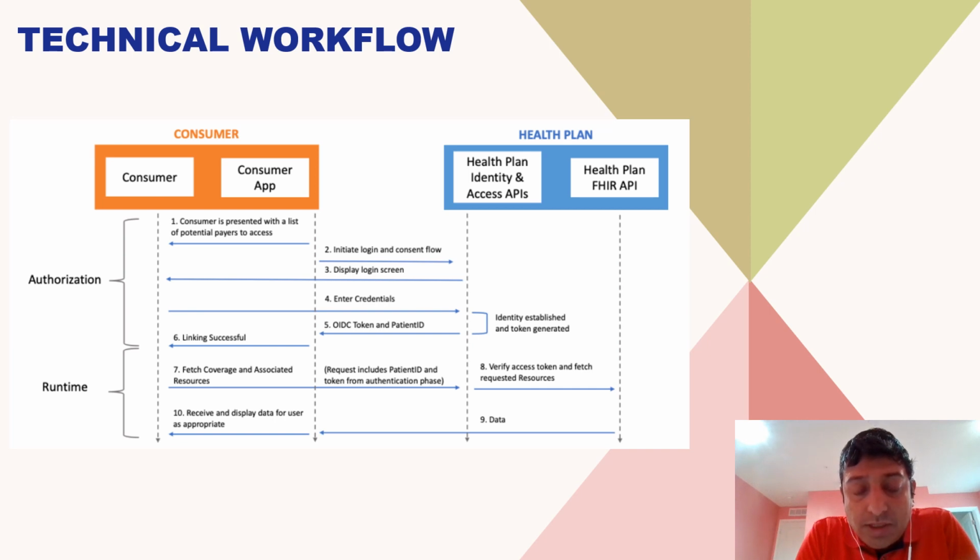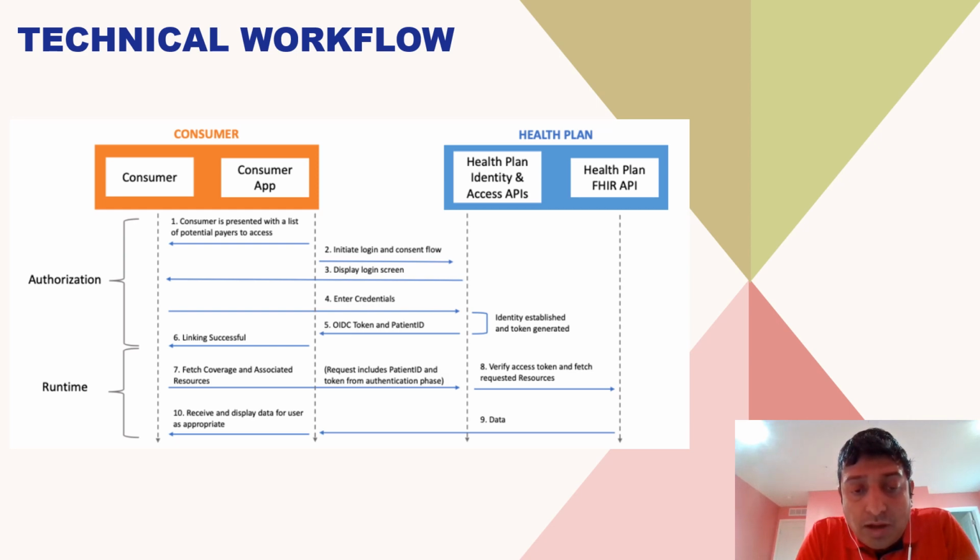The first part of this process is solely related to the authorization. The consumer is presented with a list of potential payers to access. The consumer initiates the login and consent workflow using a third-party app. The health plan returns the information with the login information. The consumer or the patient enters the credentials, the identity is established, and the authorization tokens are generated. The OIDC token and the patient ID, after this information is verified, the linking is successful.